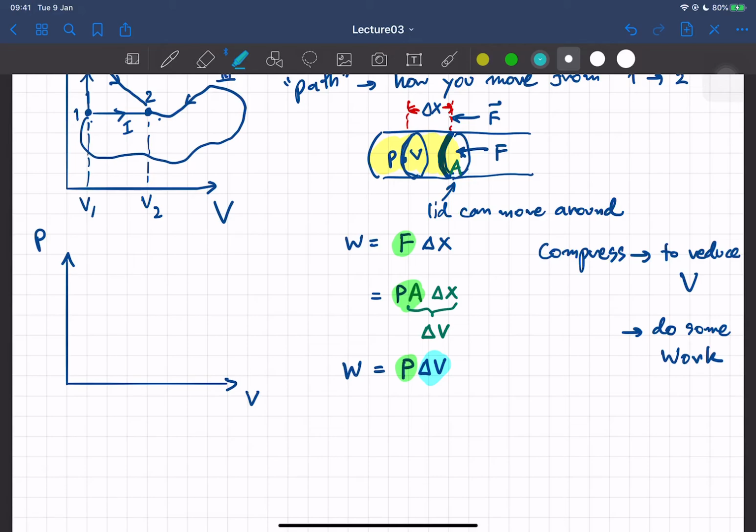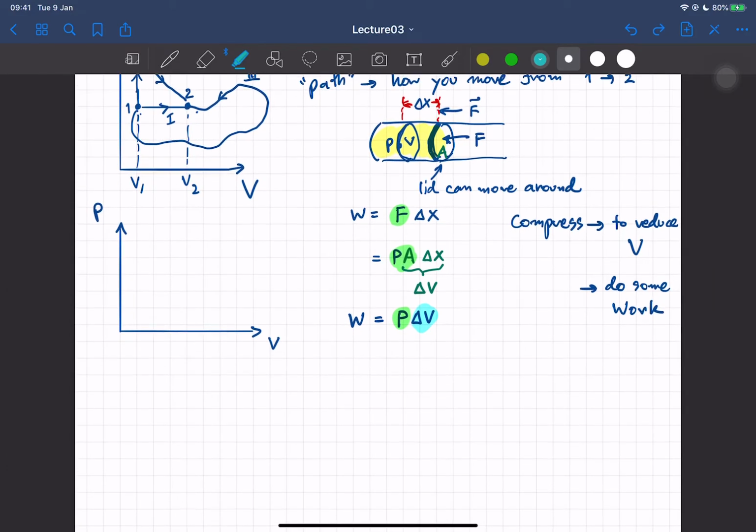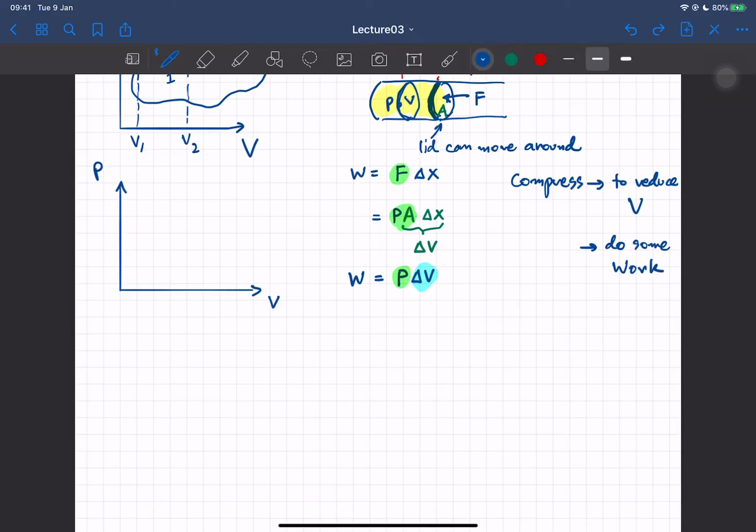Okay, so F delta x becomes P delta V, which is very convenient because P and V are the two parameters that we use in the PV diagram. In other words, to find the work, we can write it in this way. It's actually just the area under the curve of the PV diagram, similar to the area under the graph of force and displacement that you probably remember.